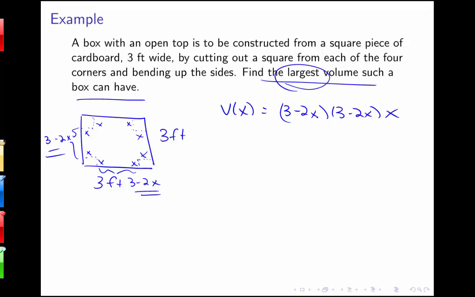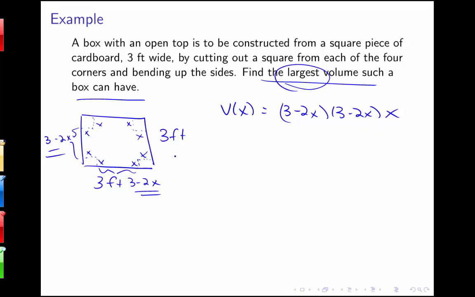Okay, so now we need to talk a little bit about what the domain of this would be. So in this situation, we were able to get a single equation in terms of one variable right away using the information that we had. Of course, the constraint that we were using to get our relationship here was that we had this piece of cardboard that was 3 feet by 3 feet.